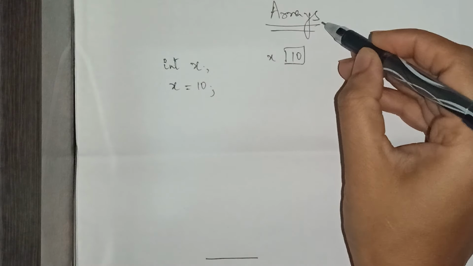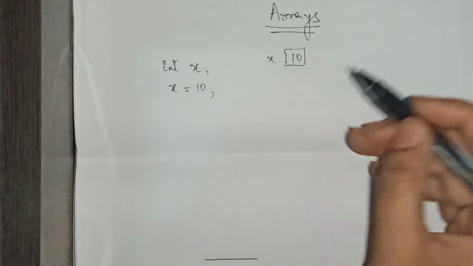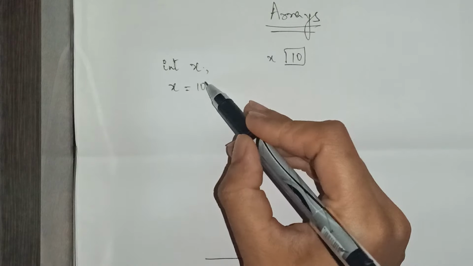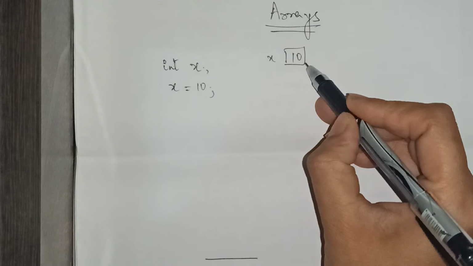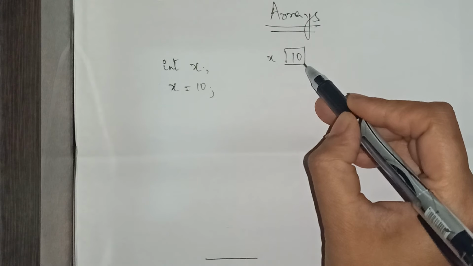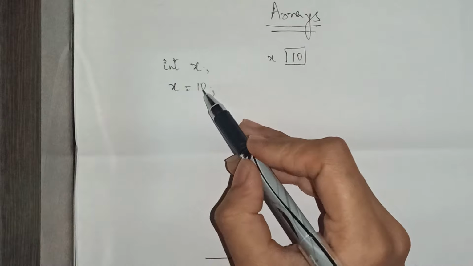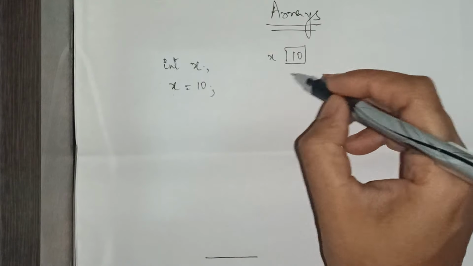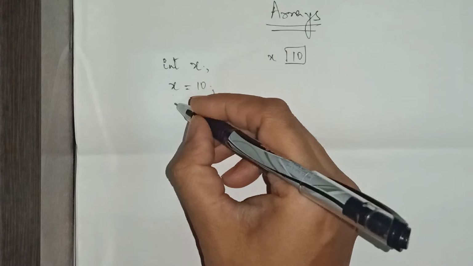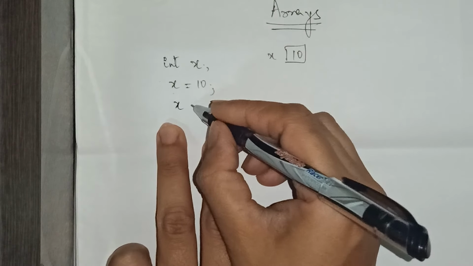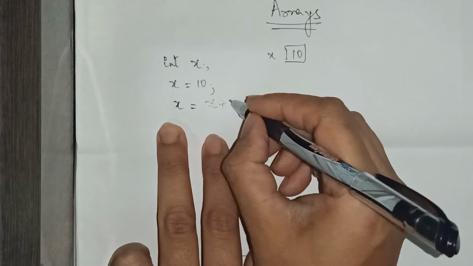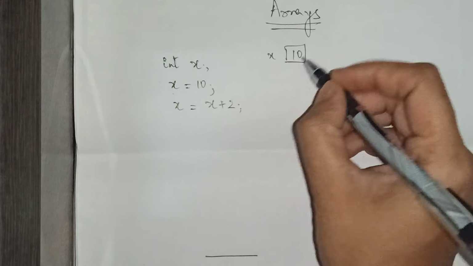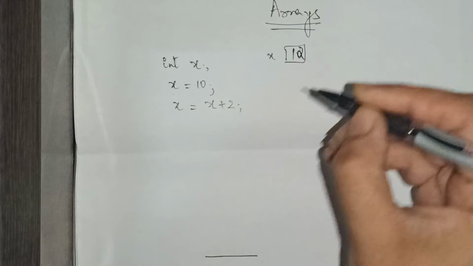Okay, let's see what arrays are. If x is of type integer, x gets a location when it is created or declared. If 10 is stored in x, then 10 gets stored in its location. In the next line, if I try to update x, say x plus 2, what happens to this 10? It gets updated with 12, right?